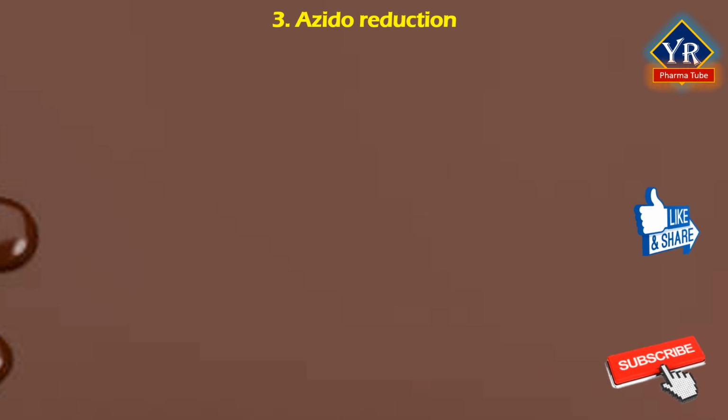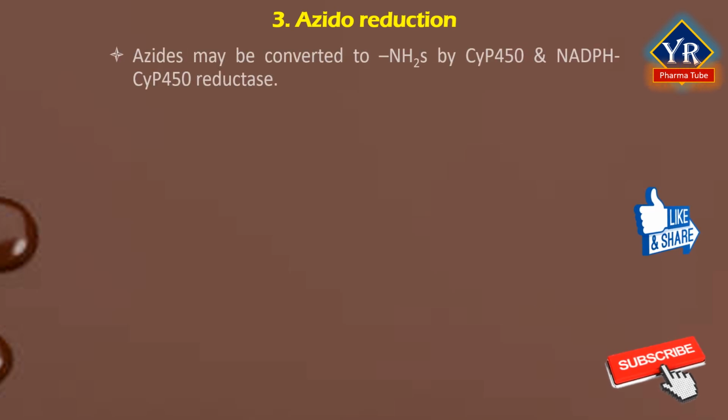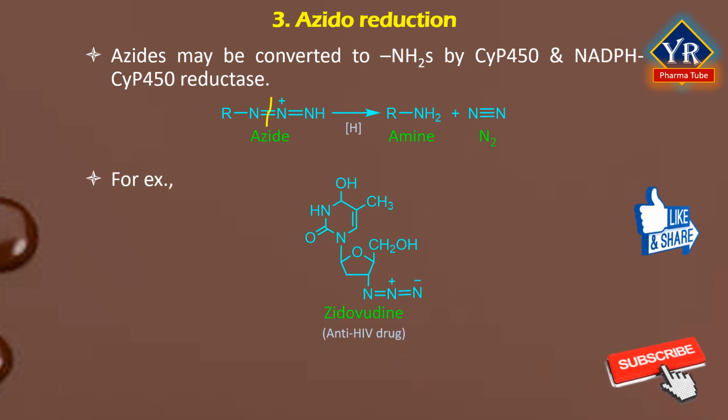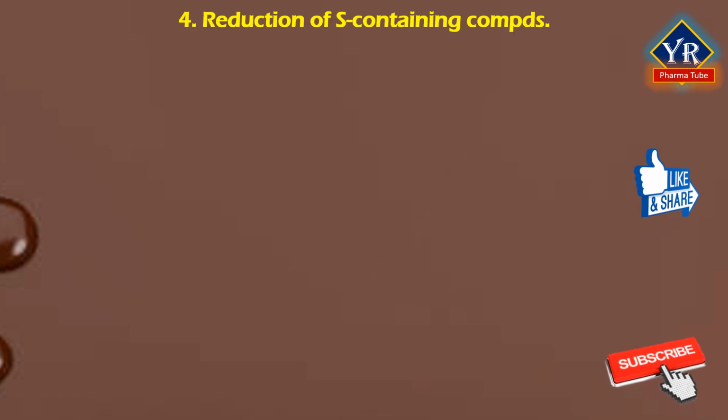Number 3. Azide reduction. Azides may be converted to amines by cytochrome P450 isoenzymes and NADPH cytochrome P450 reductase. The anti-HIV drug zidovudine undergoes a reductive reaction to a toxic metabolite, 3-amino-3-deoxythymidine. Number 4. Reduction of sulfur-containing compounds.